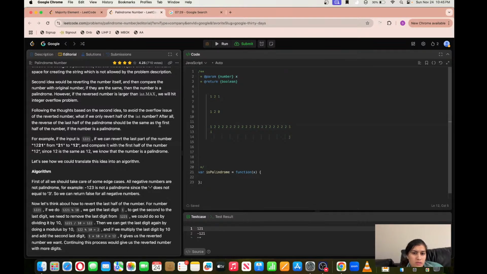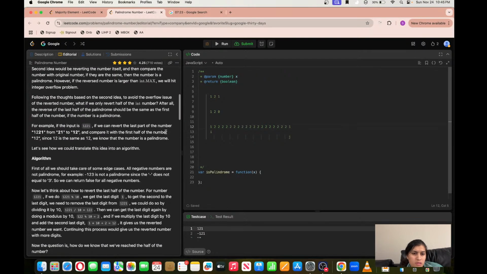Following the thoughts, based on the second idea, to avoid the overflow issue of the reverted number, what if we revert only half of the integer number? Yeah, that's true. The reverse of the last half of the palindrome should be the same as the first half of the number if the number is a palindrome. That's true.